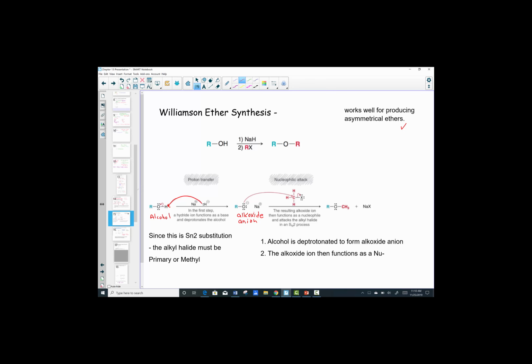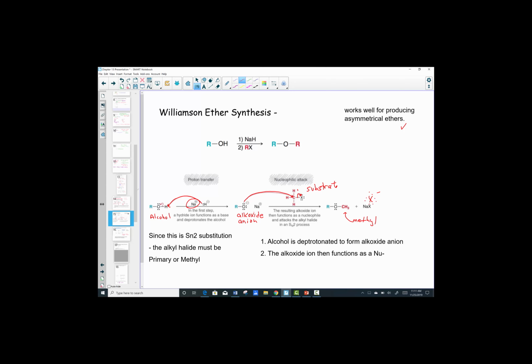Now the alkoxide anion acts as the nucleophile, and it is going to target an electrophilic carbon on a primary substrate, forcing the leaving group to leave. So notice here we have X minus, and they're writing it here as NaX. Just remember that sodium is a spectator ion, and it's just going to migrate over to the halogen's negative charge to keep it electrically balanced. So notice here we've added a methyl group.